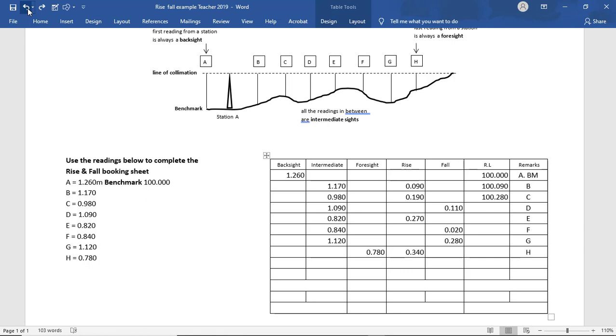100.280. Then our next one's a fall, so we'll take that away. So it'll be 100.28 minus 0.110 is 100.170. And we continue that process down that column.